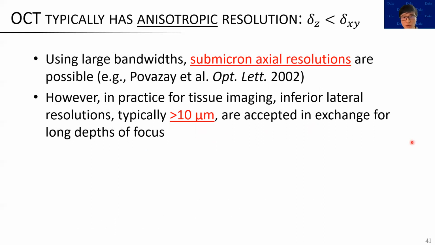The initial motivation of this work is that it's very often the case that the axial resolution of OCT is better than its lateral resolution. In particular, in conventional OCT, while the axial resolution can be less than a micrometer if you have a large enough bandwidth, in practice, if you want to get millimeter scale imaging depths, you have to trade off your lateral resolution due to the trade-off between the lateral resolution and depth of focus. This typically means people accept a lateral resolution on the order of 10 microns or greater.